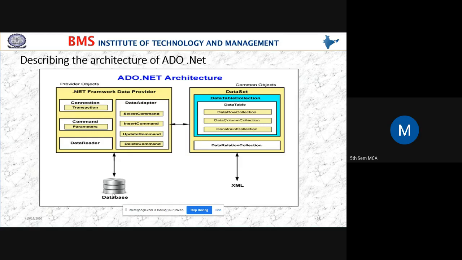The ADO.NET framework is divided into two components. One is the data set, the other one is the .NET framework data provider, and this data set is disconnected from the data source. See here, you can see the tables. The tables are present in the data set. For this data set, there is no need to know where the data is coming from. In ADO.NET architecture, the data set doesn't need to know from where the data is retrieved.